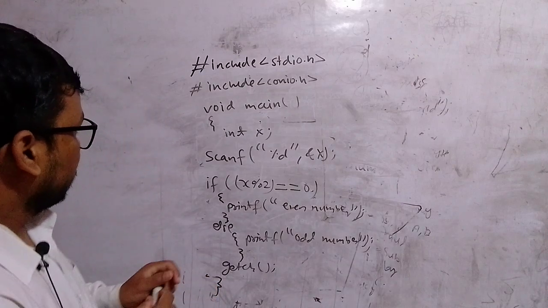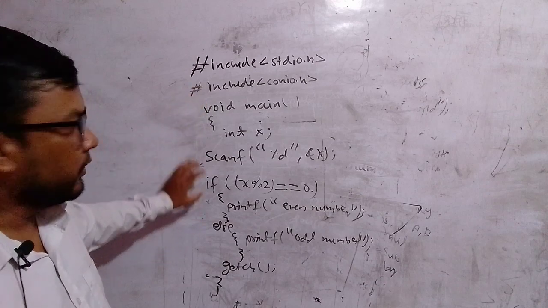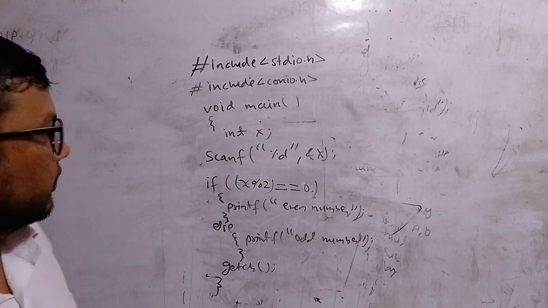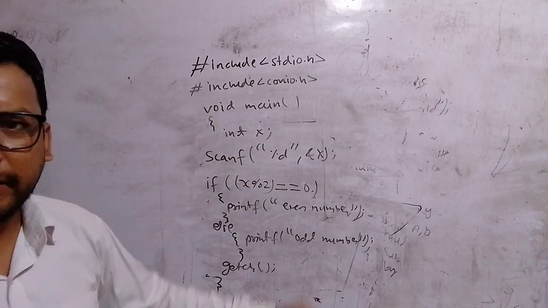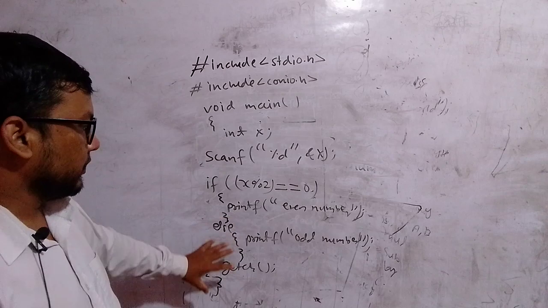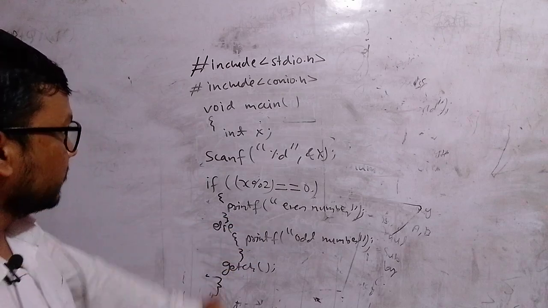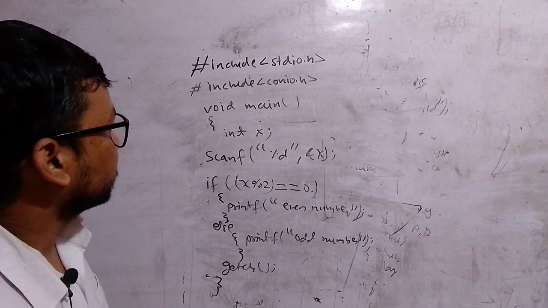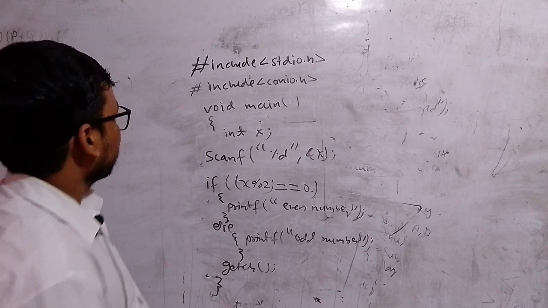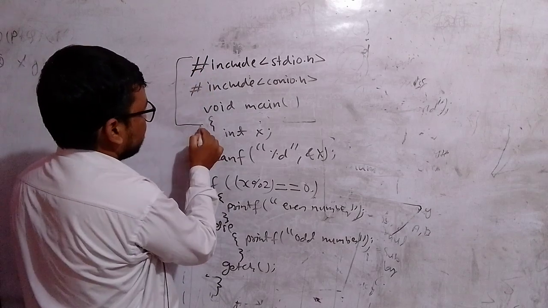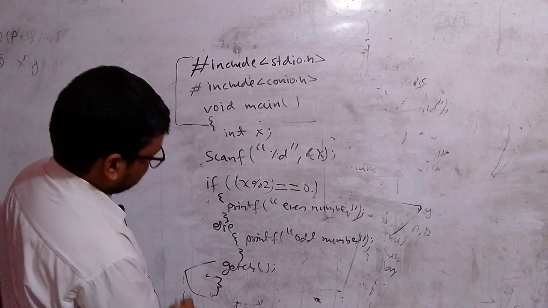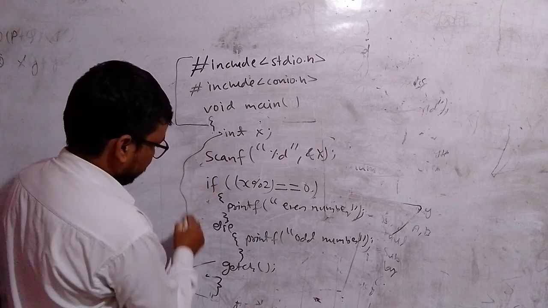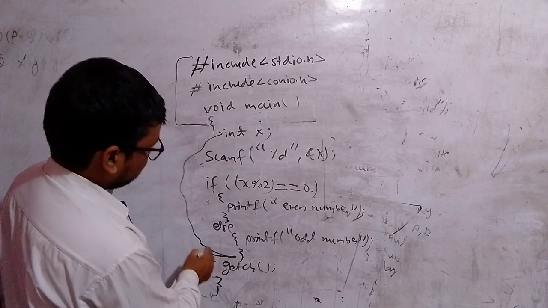Now, this is the program. We have done nothing, just we are converting this algorithm or flowchart steps into the programming language, and this is the C programming language to check whether the number is even or odd. Now we have already described the basic structure of C programming. We have already discussed these steps, and our main program would be from this bracket to this bracket.